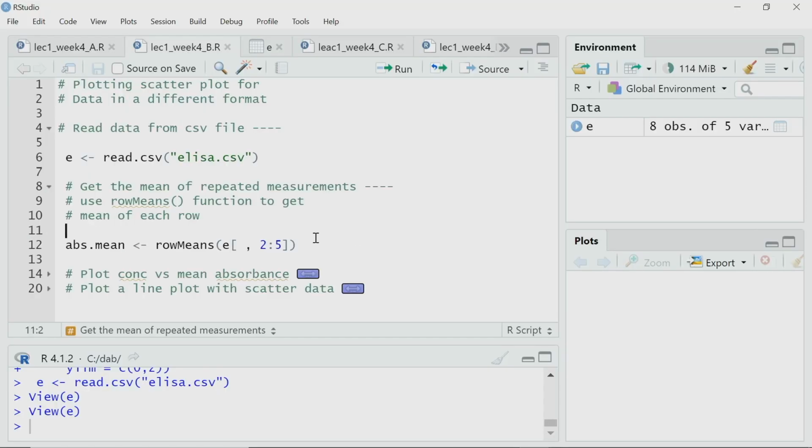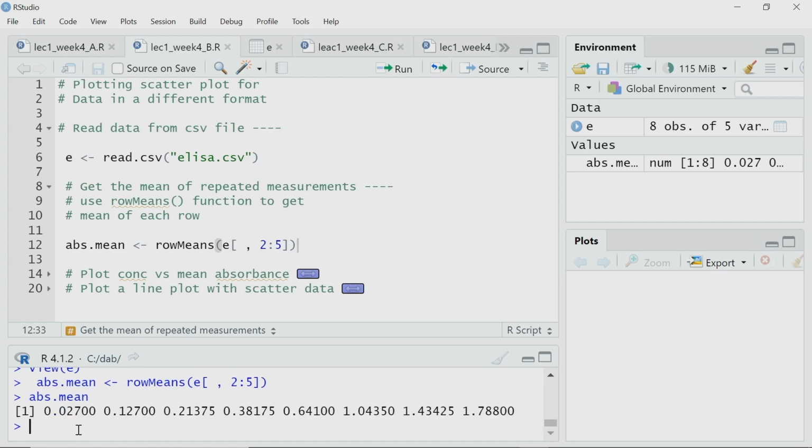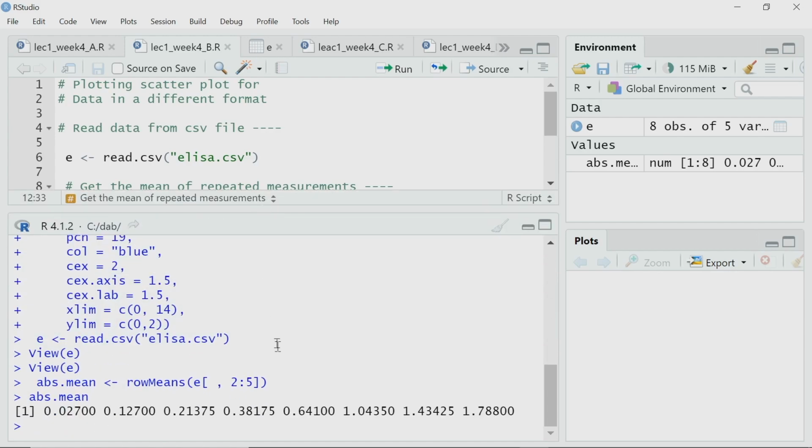As an argument, I am writing E in square brackets. The index of row I have left empty, that means I want all rows, and in the column index I am writing 2:5, that means take from column 2 up to column 5. If I execute this, I will get the row means data, and I am storing that in the abs.mean variable. I can print that data here, the mean values you can see. I have 8 values here because I have 8 concentrations. For each concentration, I have now got the mean values.